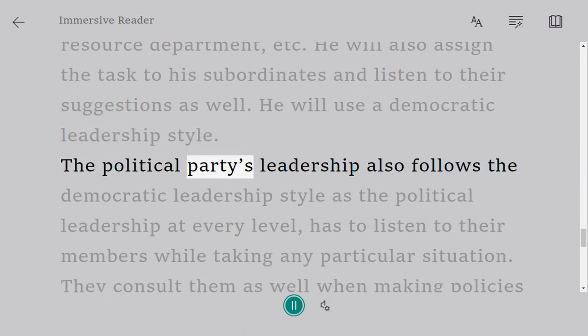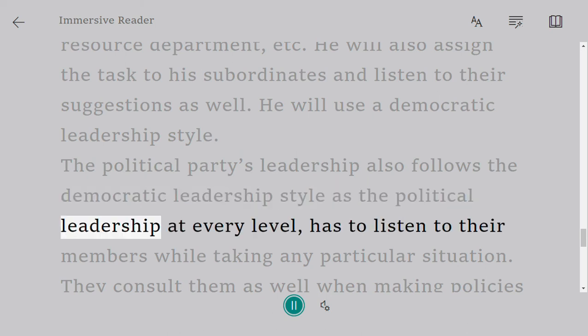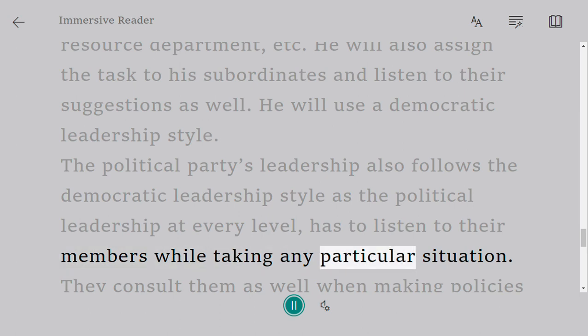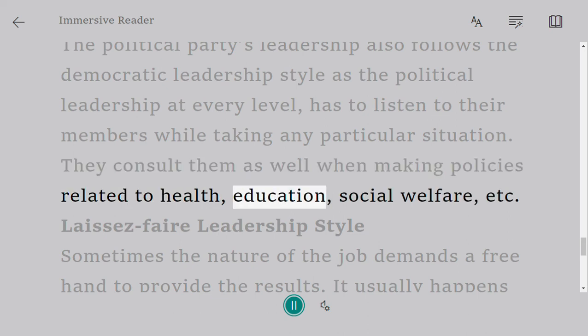The political party's leadership also follows the democratic leadership style, as the political leadership at every level has to listen to their members while handling any particular situation. They consult them as well when making policies related to health, education, social welfare, etc.